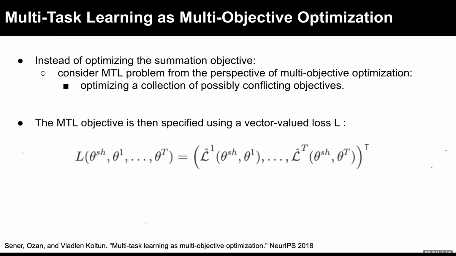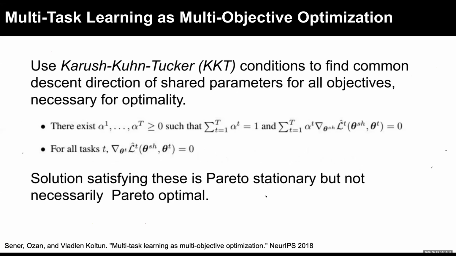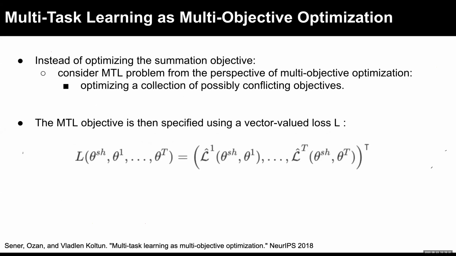So we have loss coming in from each of the t tasks we have, and this is a vector valued loss. The authors use KKT conditions, some standard reduction operations, to find the common descent direction of shared parameters for all objectives, which is necessary for optimality. So when you look at this problem, you have a vector valued loss coming in from the t tasks you have.